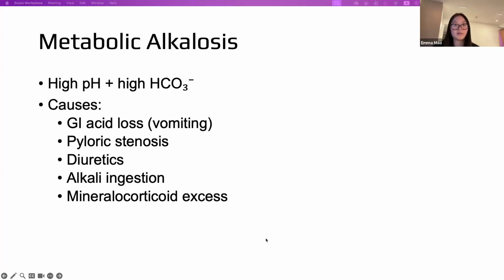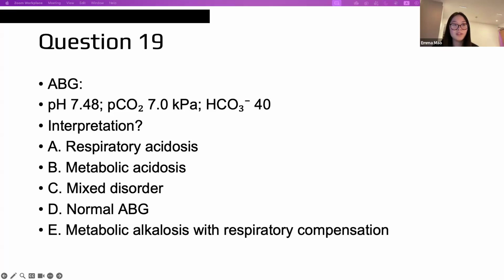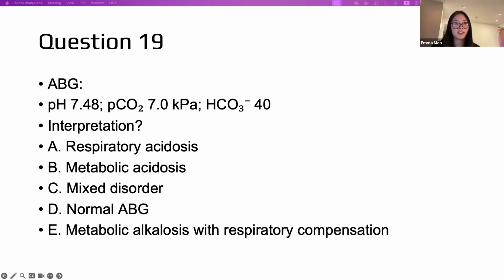Okay, another question on this. So we have a pH that is high and a really high bicarbonate.